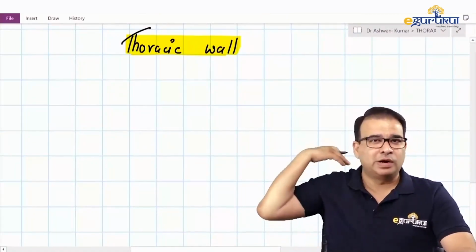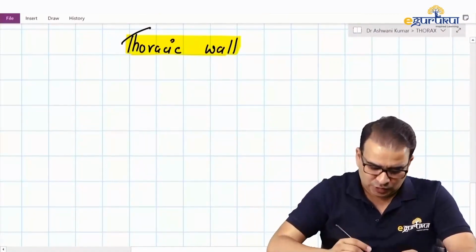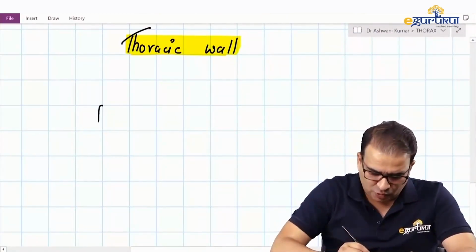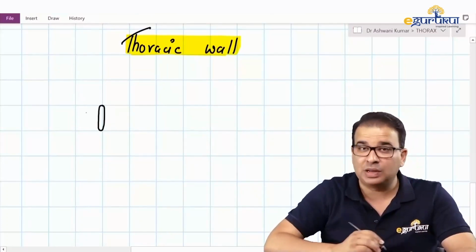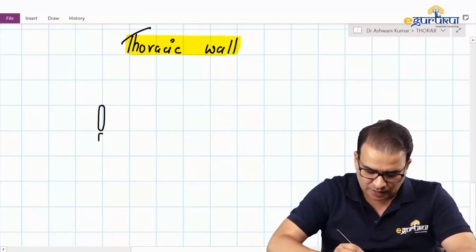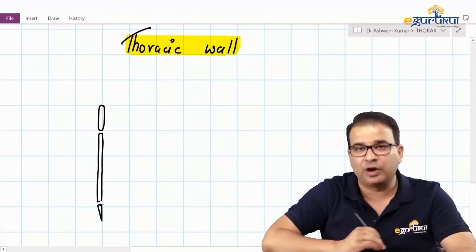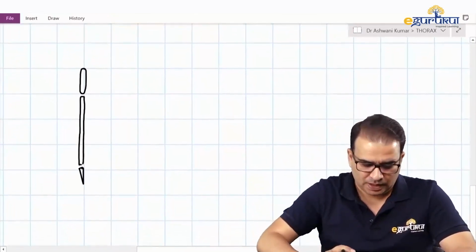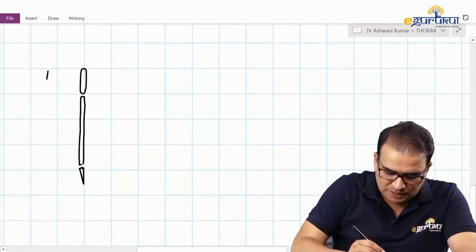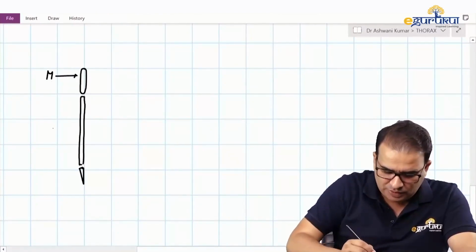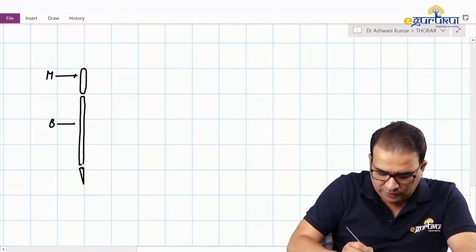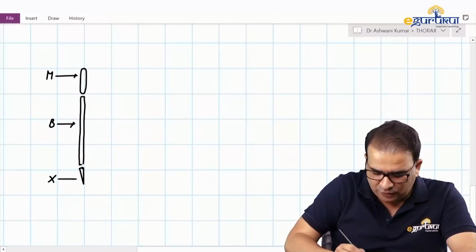sternum bone anteriorly and the vertebral column posteriorly. So just a very schematic view of the sternum. Let us say there's a manubrium of the sternum. Here is the body of the sternum, and this here is a xiphoid process. So you're looking at the manubrium. This here is the manubrium. I'm writing M for the manubrium. There goes the body of the sternum, and this X is for the xiphoid process.